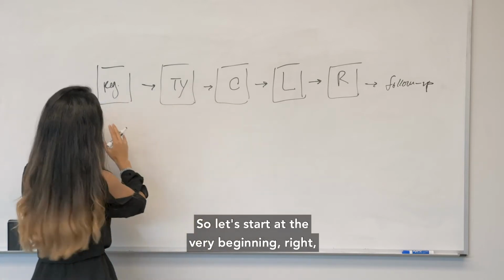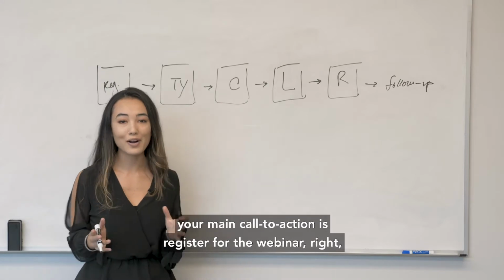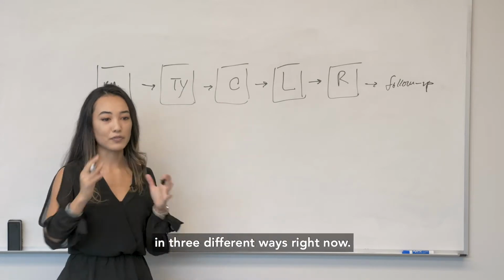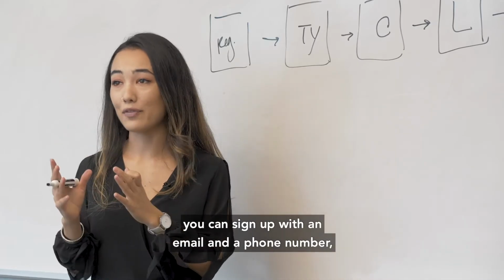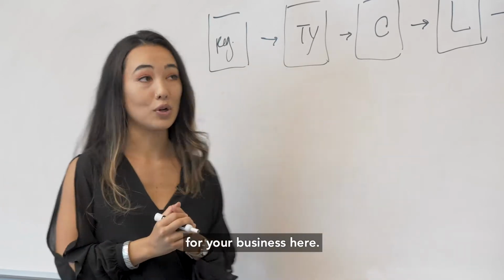So let's start at the very beginning, right? On this registration page, the number one goal, your main call to action is register for the webinar, right? And typically we'll see that in 3 different ways right now. You can either sign up with an email, you can sign up with an email and a phone number, or just a phone number, just depending on how you're doing it for your business here.